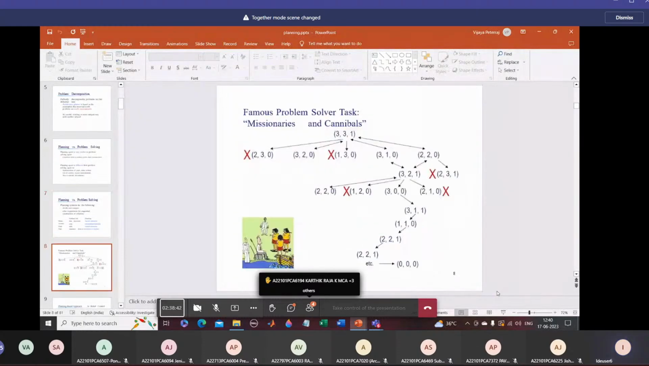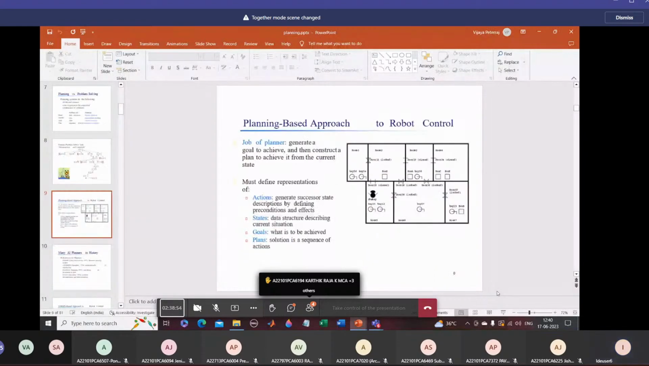This is the most famous solver task. I don't know this problem. If you want, you can go through it. And this is the planning based approach, which is meant for robot control. How do robots move? They have to move left to right, front and back, right? So you have to generate a goal to achieve and then construct the plan to achieve it from the current state. What are the actions? What are the different states? What is the goal? And how are we going to plan it?